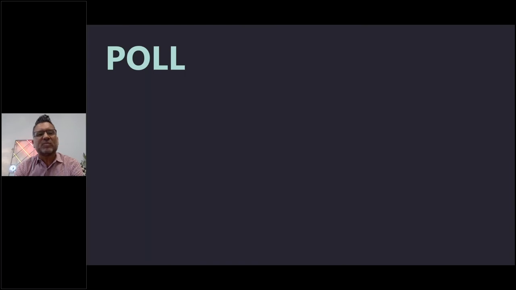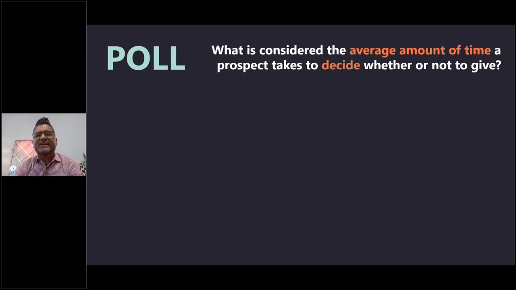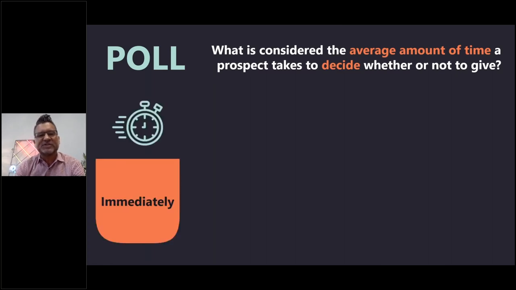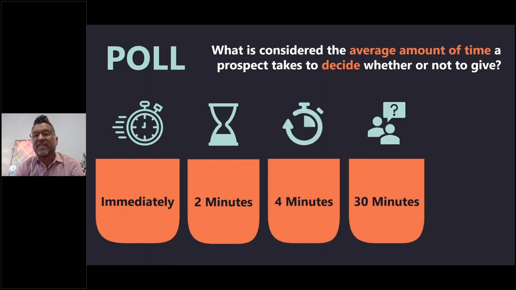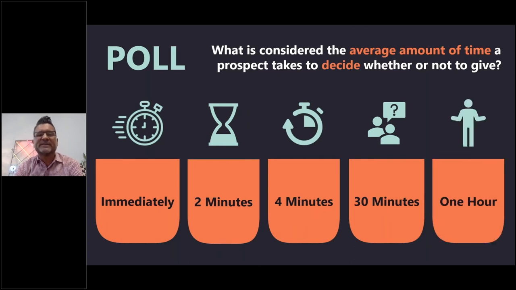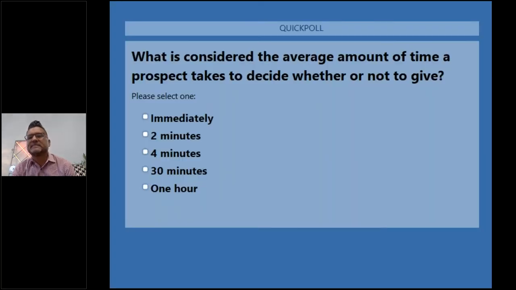So before we get started, we're going to take a quick poll. And we'd like to ask you, what is considered the average amount of time a prospect takes to decide whether or not to give? Do you think that would be immediately, 2 minutes, 4 minutes, 30 minutes, or an hour? A poll is going to launch on your screen. Please select your response. We'll give it about 30 seconds before we close the poll and take a look at the results.